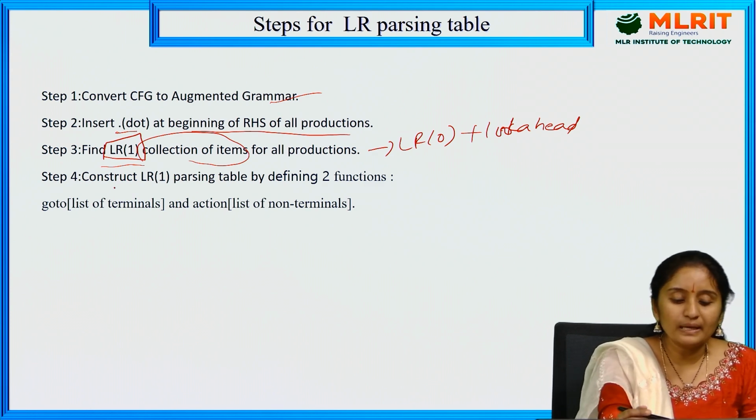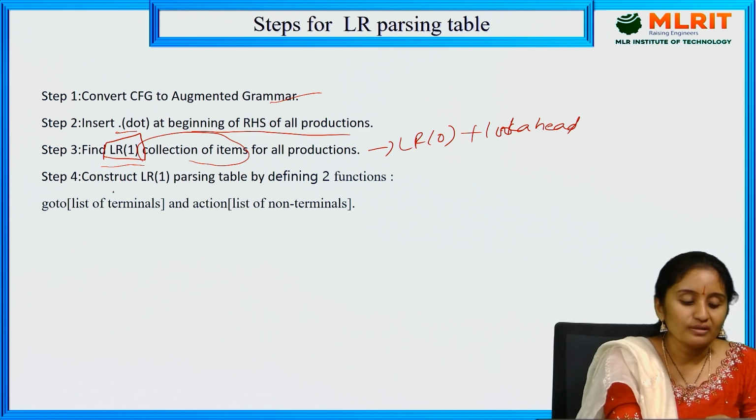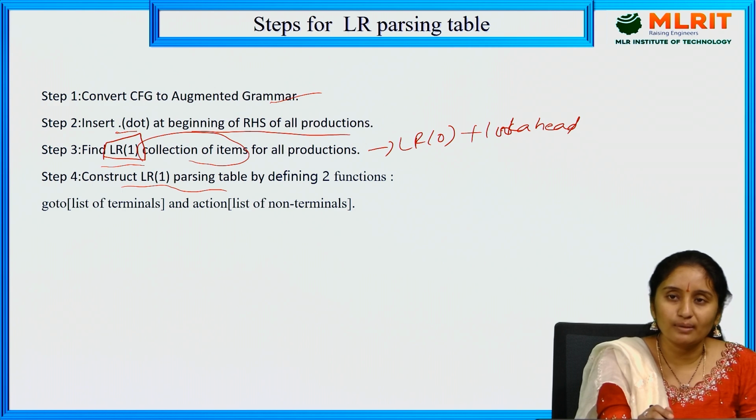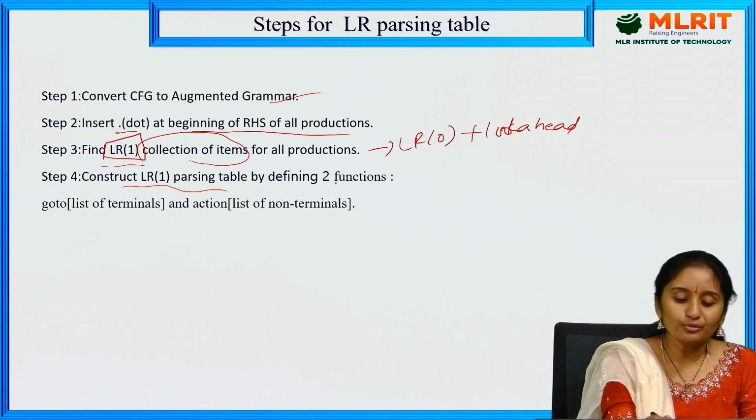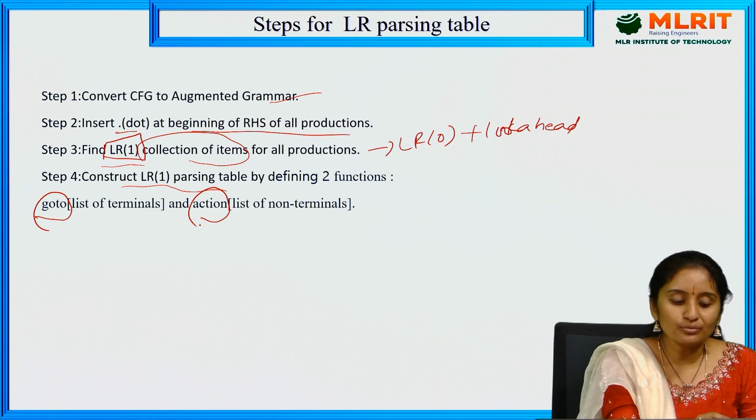Then after calculating the collection of items for each state, for each production, the last step is we are going to construct a table. In that table, we are going to have two functions. The first one is goto and the other is action. So these are the two things we are going to have.